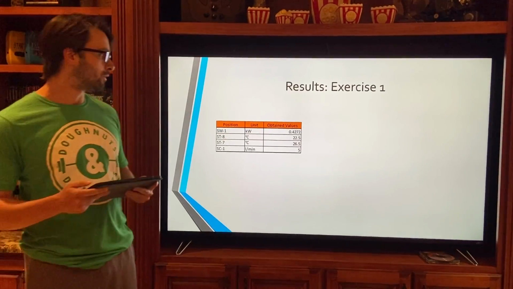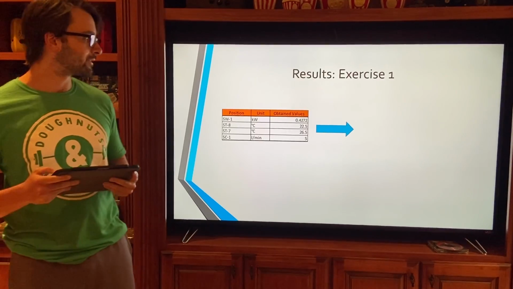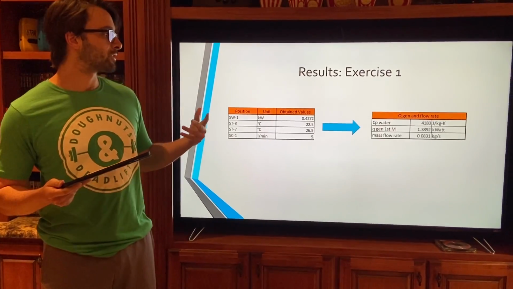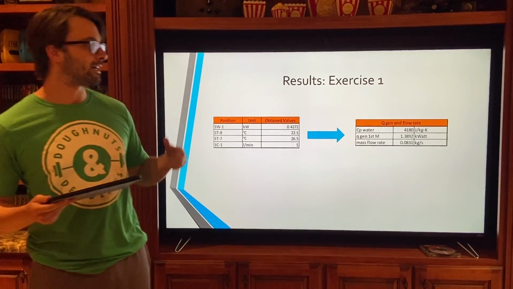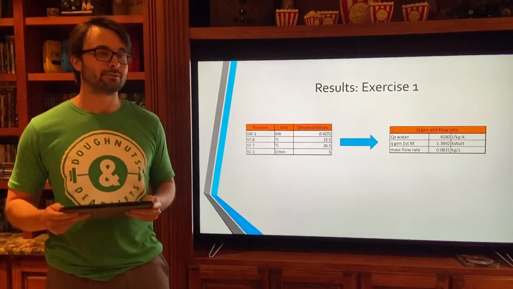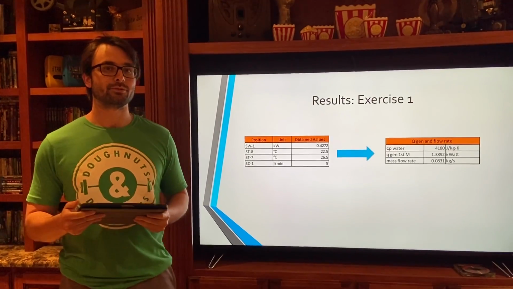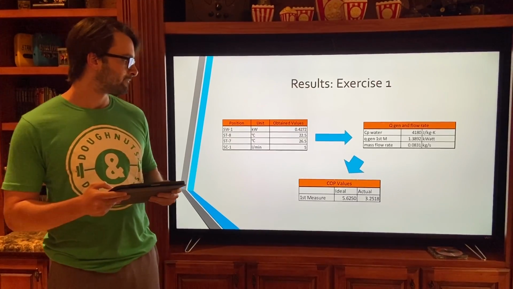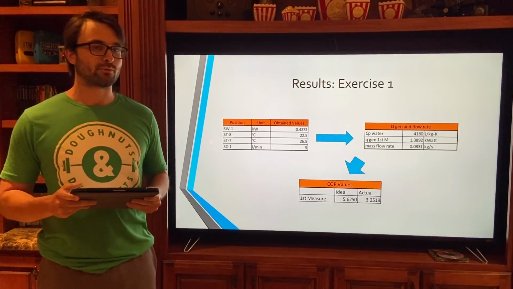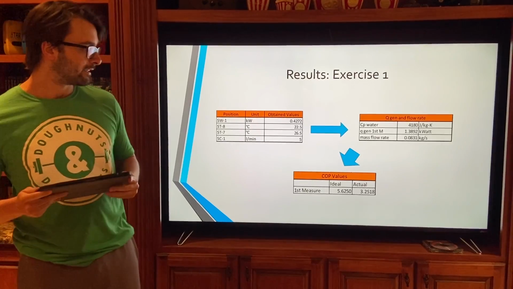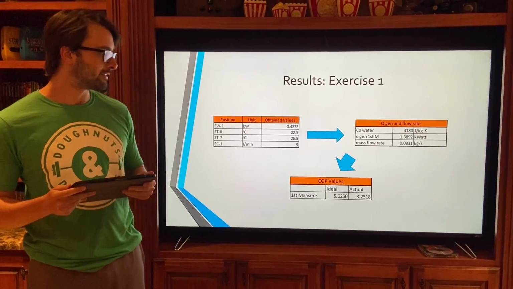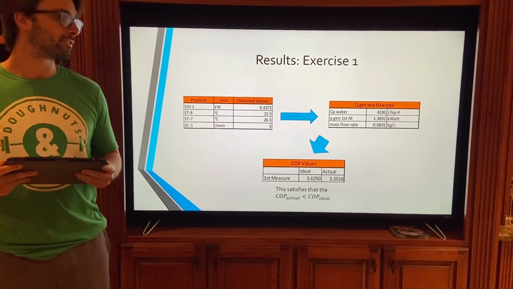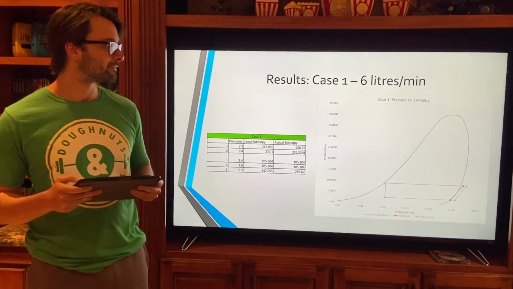So from exercise 1, these are the obtained values that we got. And from this, we can calculate the Qgen, which is about 1.3892, which is heat rejected into the hot reservoir. And these are our coefficient of performance values obtained. As we can see, the ideal is higher than the actual, which means it satisfies the second law of thermodynamics.